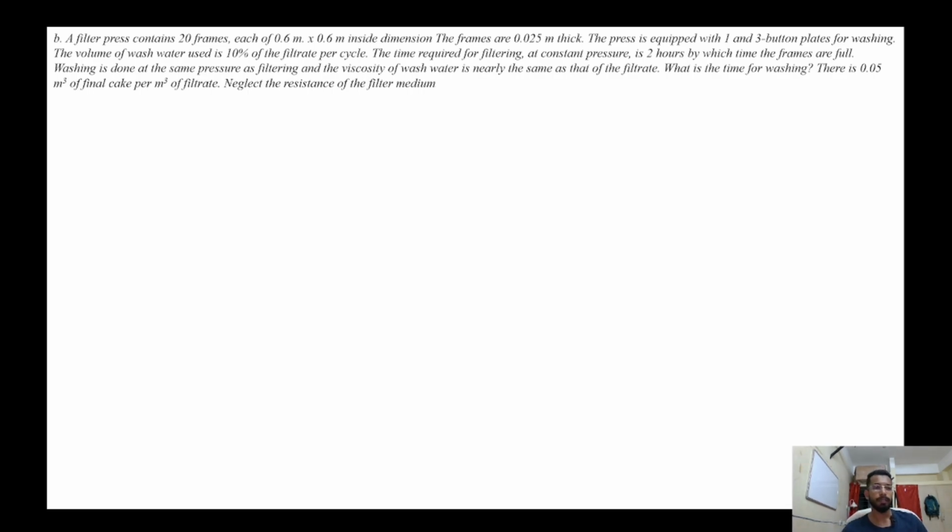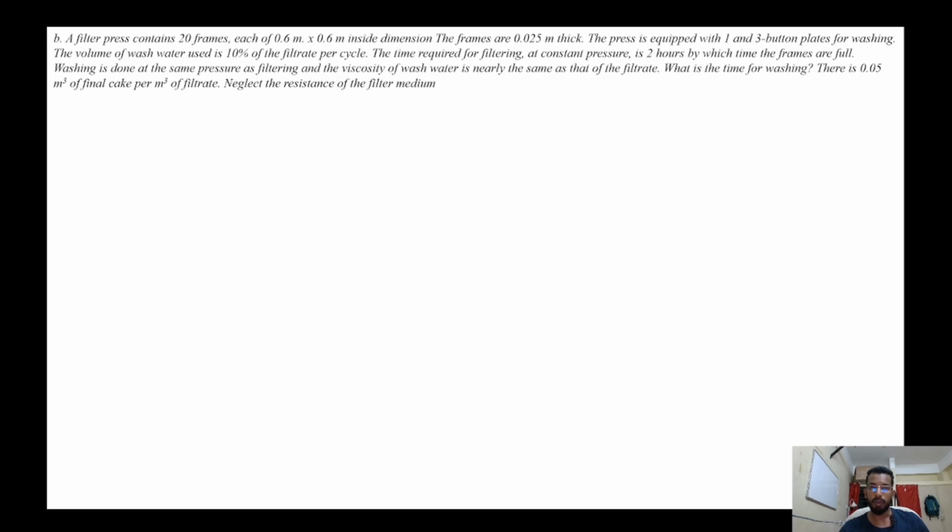The question says a filter press contains 20 frames, each of 0.6 meter by 0.6 meter inside dimension. The frames are 0.025 meter thick. The press is equipped with 1 and 3 buttons made for washing. The volume of wash water used is 10% of the volume of the filtrate.